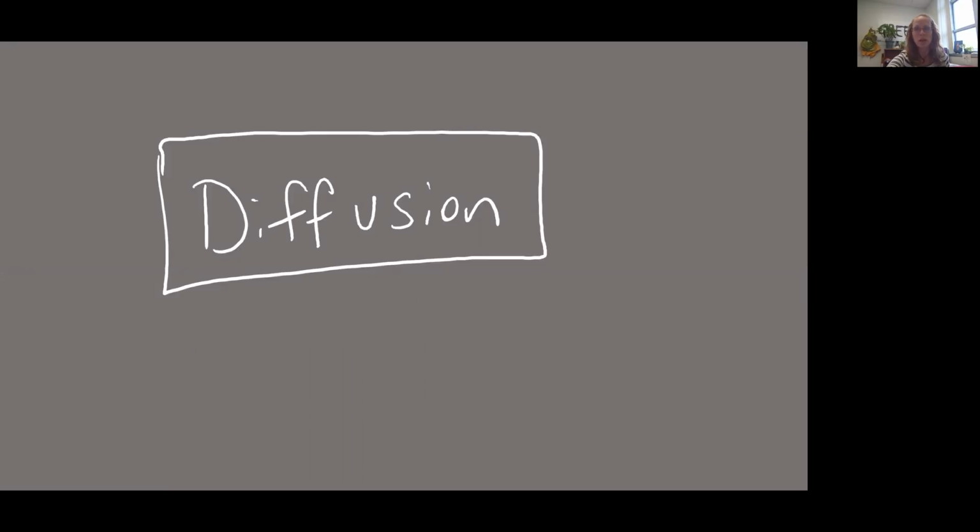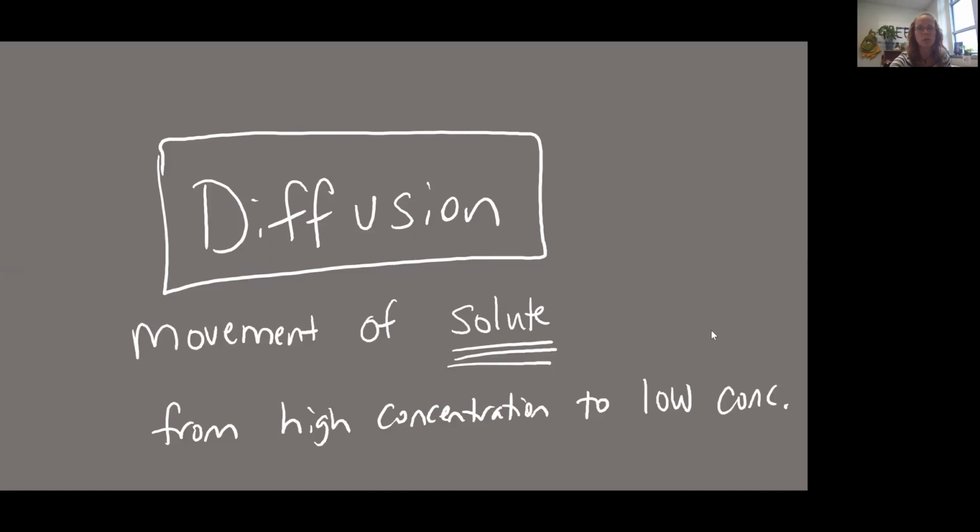Now there are some basic descriptions for diffusion that we need to know, and then there are some special types of diffusion that we need to discuss. As we talk about diffusion, we are talking about the movement, so here's our definition, the movement of solute from a high concentration to a low concentration. So diffusion, again, is the movement of solute from a high concentration to a low concentration.